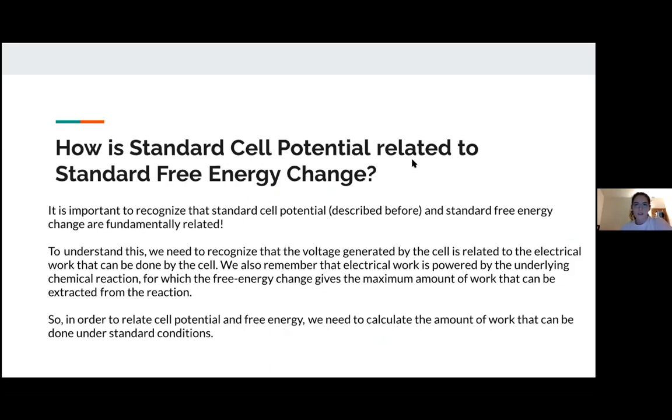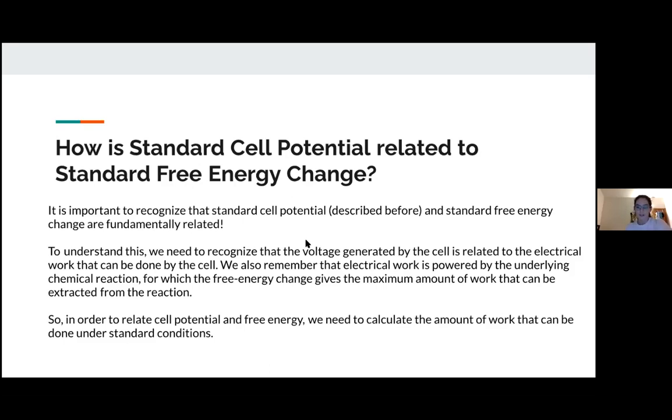So another thing that's really important in this class, a lot of things end up relating to free energy change and equilibrium constants. And so standard cell potential is no exception. So it's important to recognize that standard cell potential and standard free energy change are fundamentally related. To understand this, we need to recognize that the voltage generated by the cell is related to the electrical work that can be done by the cell. And as we learned before, electrical work is powered by the underlying chemical reaction, and the free energy change of that reaction will give the maximum amount of work that can be extracted from the reaction.